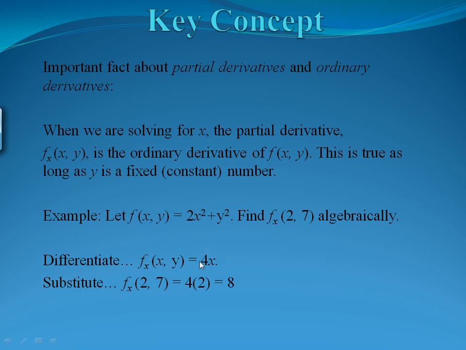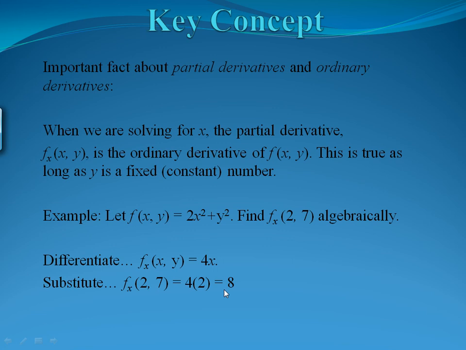Once you have the general partial derivative, you can then plug in your values. 2 gets plugged in for x, and 7 gets plugged in for y. Notice here that there's no y's in our equation, so we just have to plug in the 2. 4 times 2 is 8. So our final answer, the partial derivative with respect to x of our function at (2, 7) equals 8.